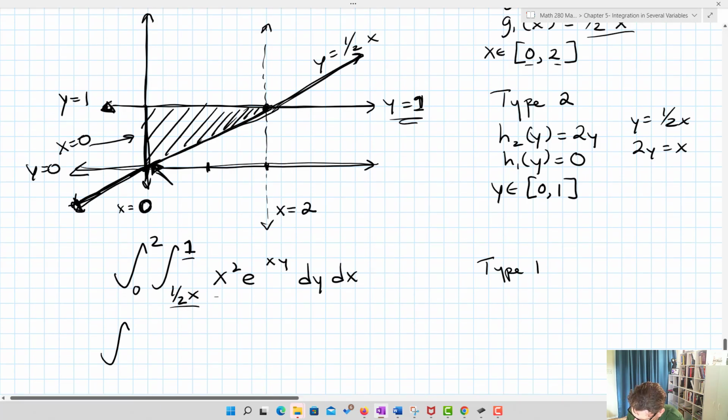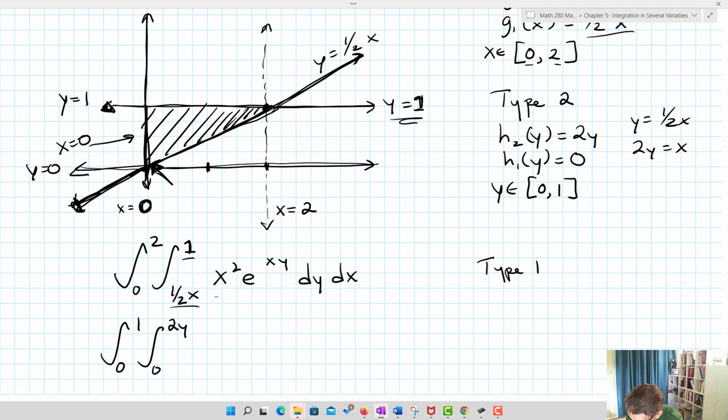Our type 2 then is going to go from 0 to 2y, and the bounds of integration goes from 0 to 1. And again, it'll be x squared e to the xy. That's our f of x. And again, dx dy.